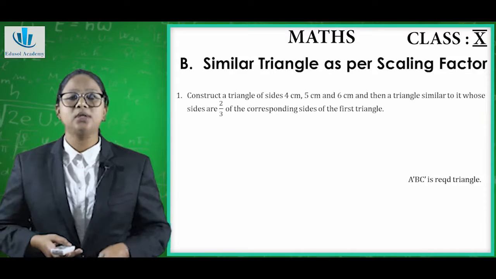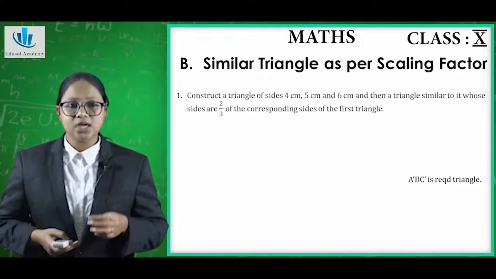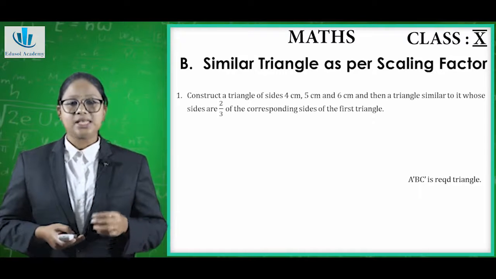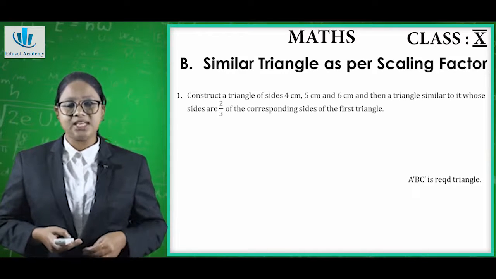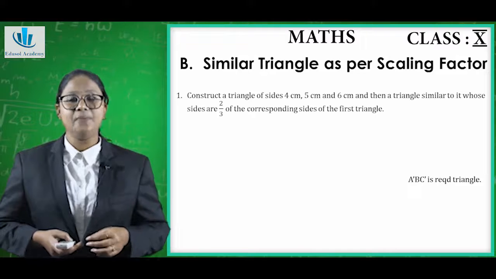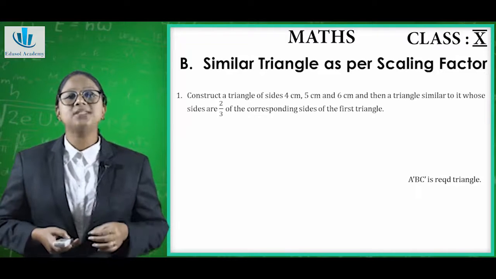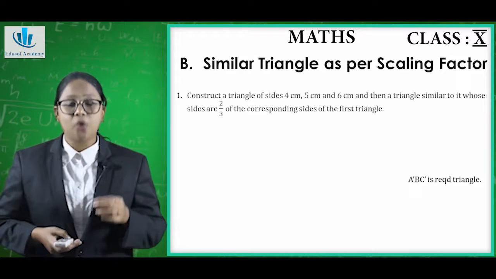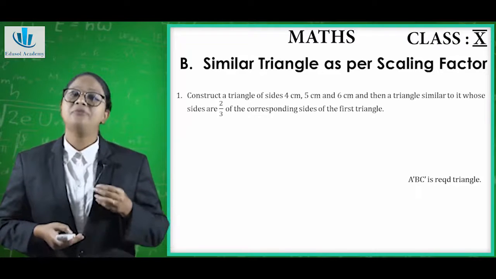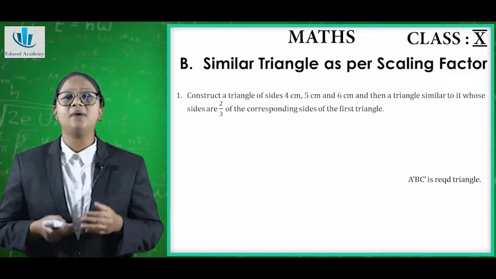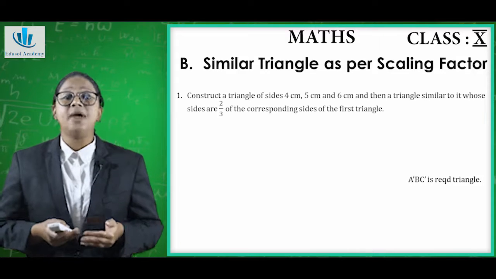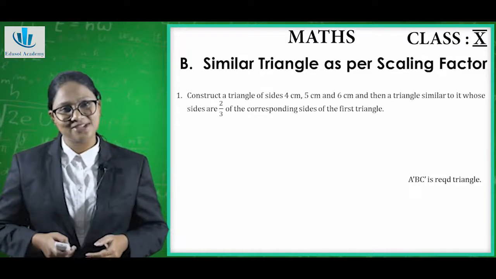So the first question, here it goes. Construct a triangle of sides 4 centimeter, 5 centimeter and 6 centimeter, and then a triangle similar to it whose sides are 2 by 3 of the corresponding sides of the first triangle. So we have to begin with a triangle measuring 4, 5 and 6 centimeter each.